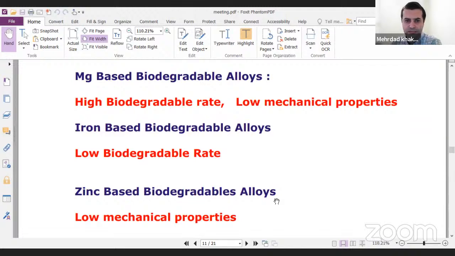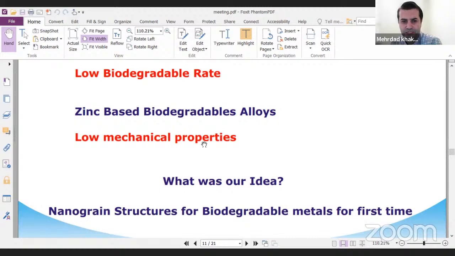We have different types of biodegradable alloys or biodegradable implants. For example, magnesium base, iron base, and zinc base. Magnesium-based biodegradable alloys have a high biodegradation rate and low mechanical properties. But iron-based biodegradable alloys have a low biodegradation rate, and zinc-based biodegradable alloys have low mechanical properties. So as you see, these implants have some limitations for implantation in the body. We can improve and remove these limitations by changing the structure to a nanostructure. For example, how can we remove these limitations? A nanograin structure for biodegradable metals can improve the mechanical properties, corrosion properties, and so on.